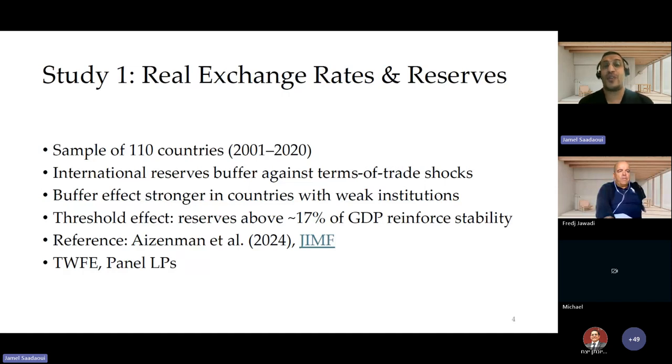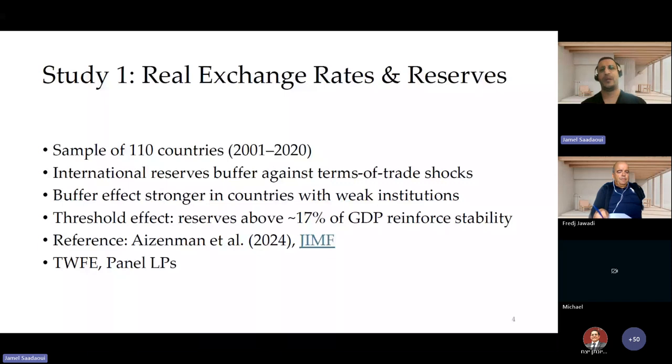These positive terms of trade shocks imply exchange rate appreciation and exchange rate volatility. This is something that the central bank would like to limit to have a stable relationship with growth. And you have some papers by Ginn and others showing that excessive exchange rate volatility may weaken growth.